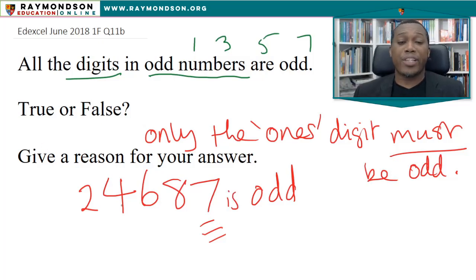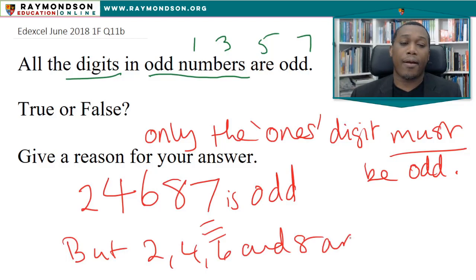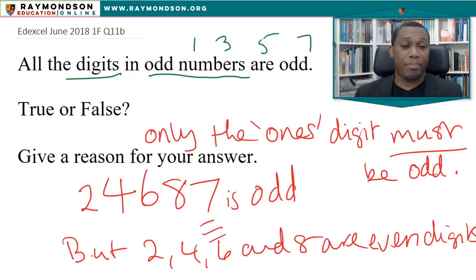Right. Now, in terms of reason, what am I saying? Just writing down 24,687 is odd. And then putting something like, but 2, 4, 6, and 8 are even digits. My handwriting is really bad today. That would be satisfactory as a reason. So that's enough for a reason. And yeah, you're getting the idea.